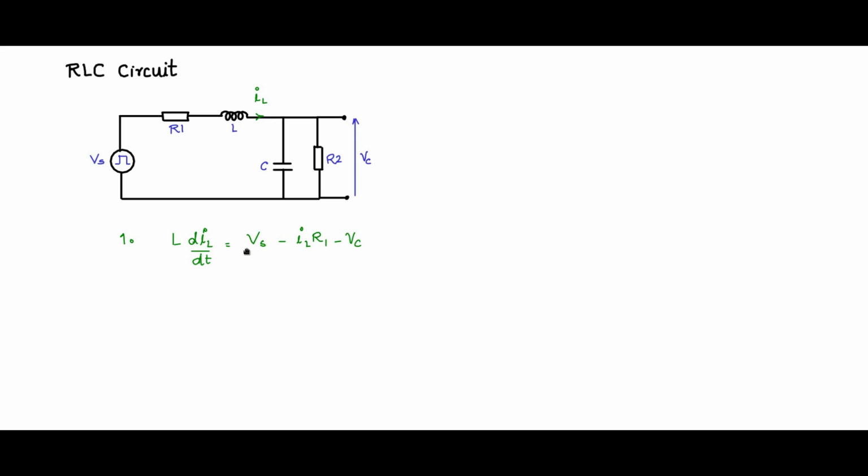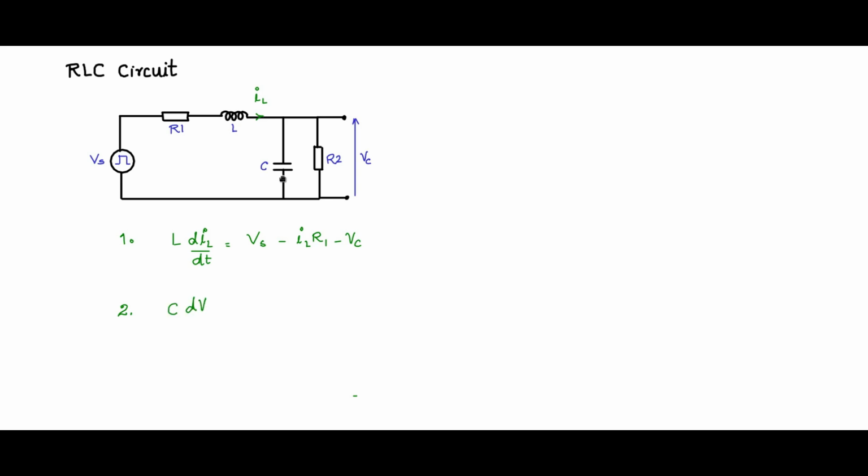So this gives you the first equation with respect to the state variable IL. Now let us take the other state variable, which is the voltage across the capacitance C.